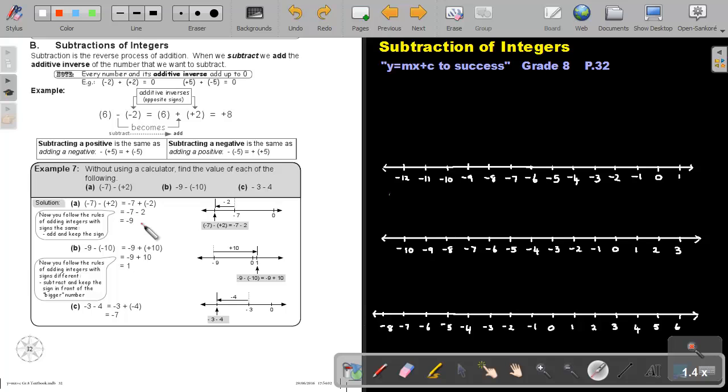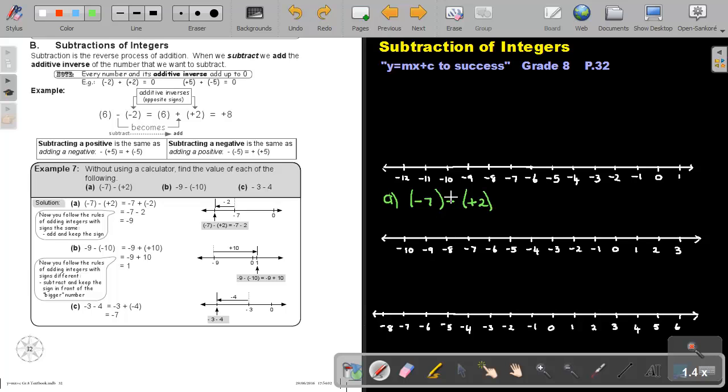Let's look at a few examples. Without using a calculator, find the value of each of the following. Let's just redo that one. It's going to be negative 7 and it's going to be positive 2.